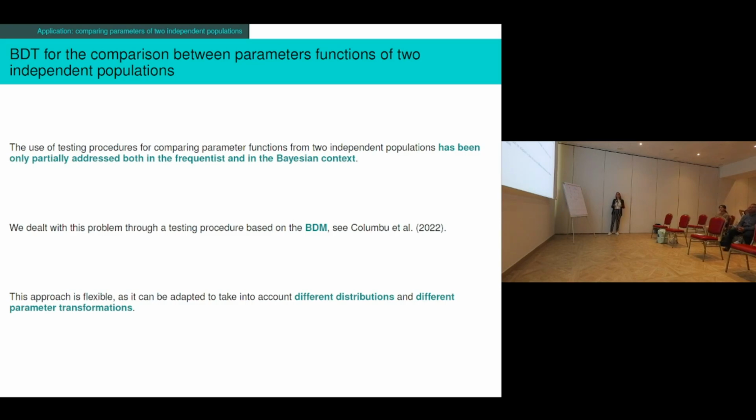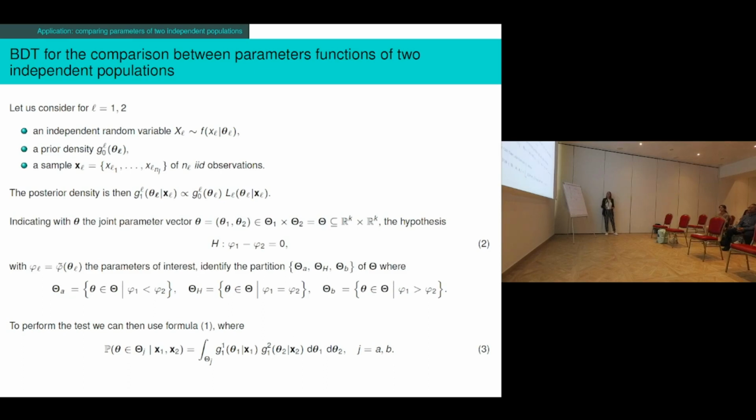In fact, for example, in the frequentist framework, it's hard to do this, since every time we need an ad hoc statistic in order to solve a specific problem, while this is a general procedure. In fact, we can take into account different distributions and different parameter transformations in the same way. So this is the procedure.